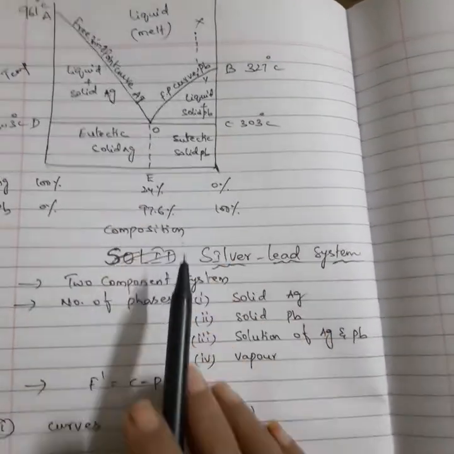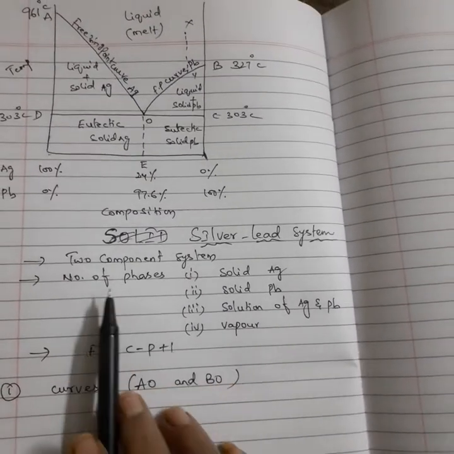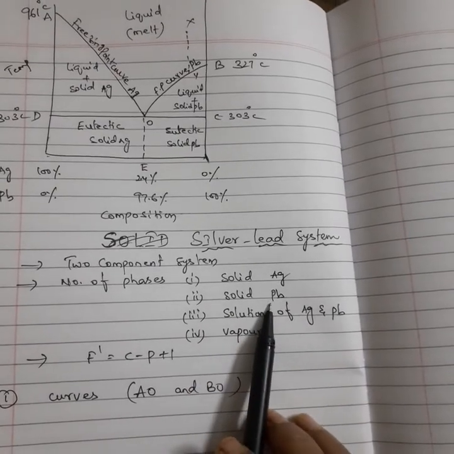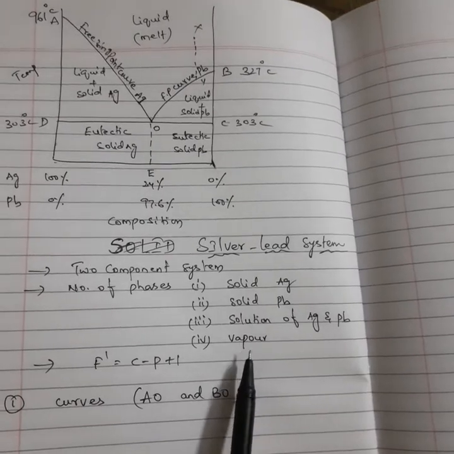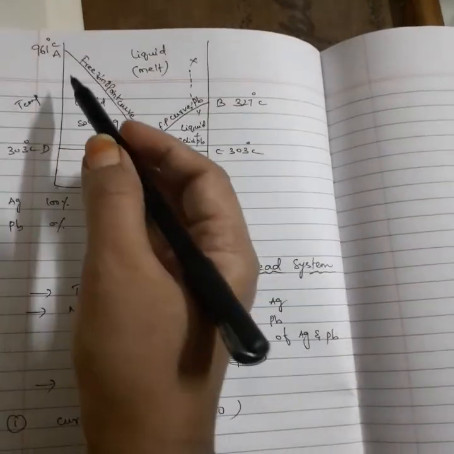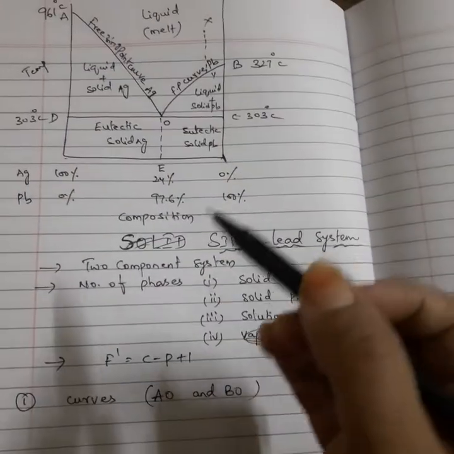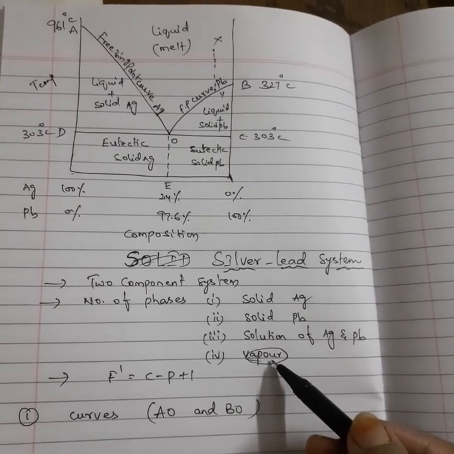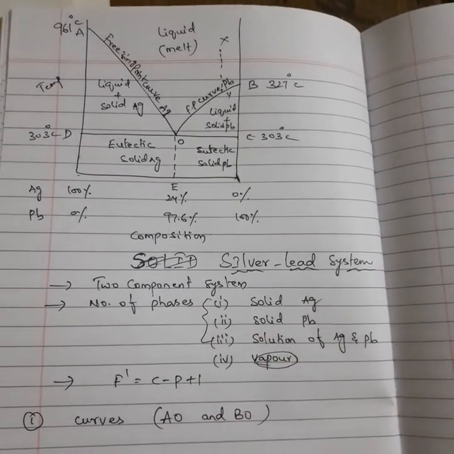Now we will see one by one. What I wrote here is an example of a two component system. The phases here are solid silver, solid lead, the solution form of silver and lead, and vapor. We are not discussing the vapor phase because the boiling points are too high for these two metals; they can't convert into vaporized form. So we are focusing only on these three phases.